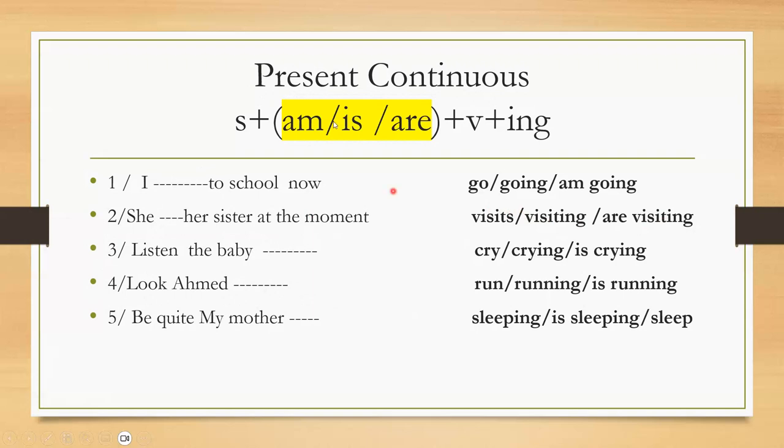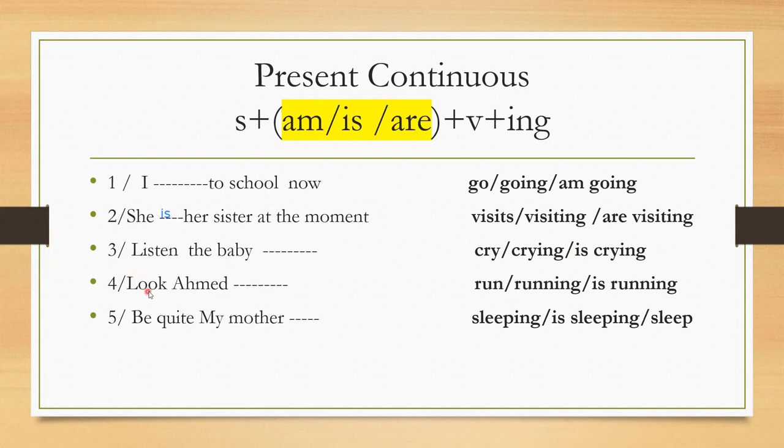We have to use what? Yeah, this is "she is." She is visiting her sister. That means she is visiting her sister at the moment. Okay. Number three, listen. The baby is crying. The baby is singular. That means I will use is crying. Okay. Listen. The baby is crying.